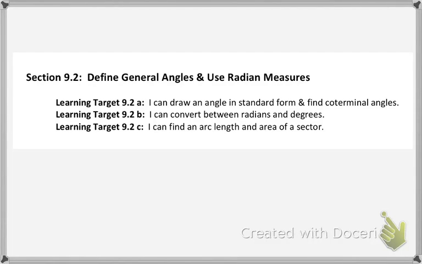In today's lesson, we're going to look at section 9.2, define general angles and use radian measures. We have 3 learning targets in this section. Learning target 9.2a is I can draw an angle in standard form and find coterminal angles. Learning target 9.2b is I can convert between radians and degrees. And learning target 9.2c is I can find an arc length and the area of a sector.